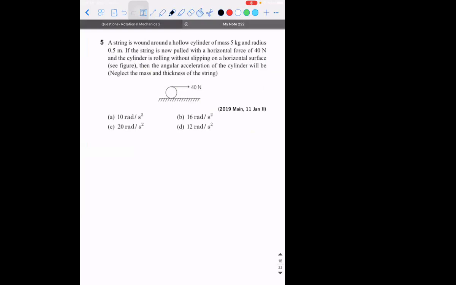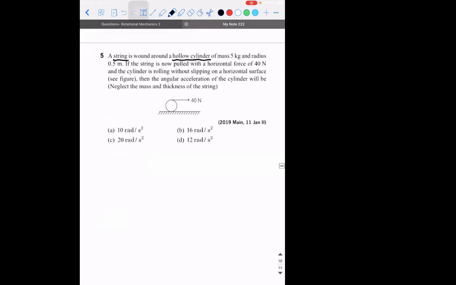So the question is saying that there is a string that is wound around a hollow cylinder. What is the moment of inertia of a hollow cylinder about its axis? All these things we need to note. Hollow cylinder behaves similar to a disc or a ring? Ring. So it is m r square, right? Of mass 5 kilogram and radius 0.5 meter.